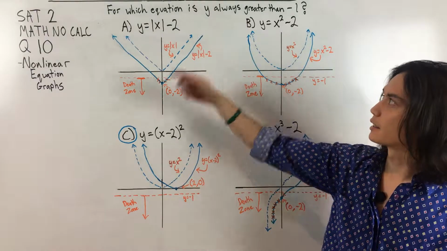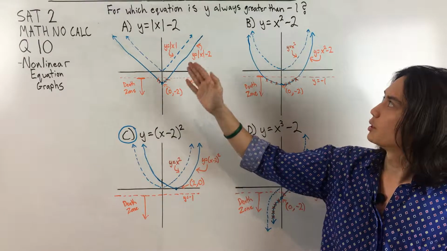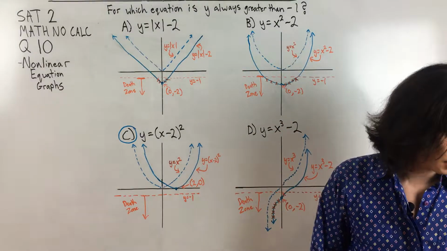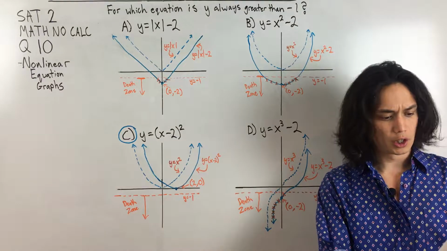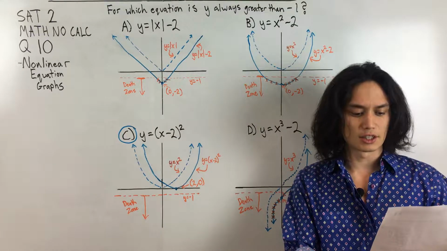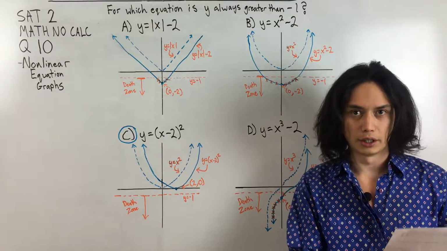This is a nonlinear equation graphs question. The question doesn't exactly say this, but they're asking, for which equation is y always greater than -1? The specific phrasing is, which of the following equations has a graph in the xy plane for which y is always greater than or equal to -1?